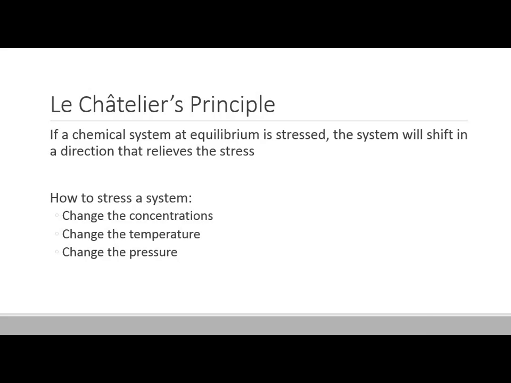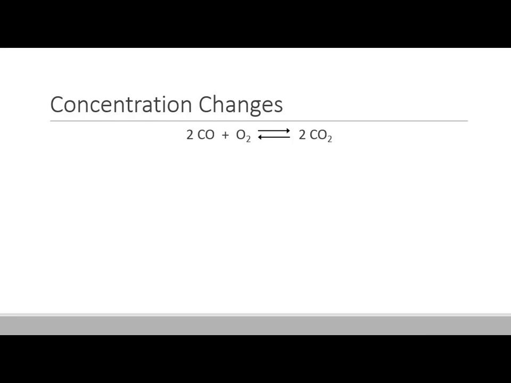So the question is, how in the world do you stress out a chemical system? Well, there are 3 things you can do. You can change the concentration of either a reactant or a product. You could change the temperature, either raising it or lowering it. That'll stress out a system. Or you can change the pressure. So: changing concentration, temperature, or pressure. Let's see how each of those affects a chemical system.